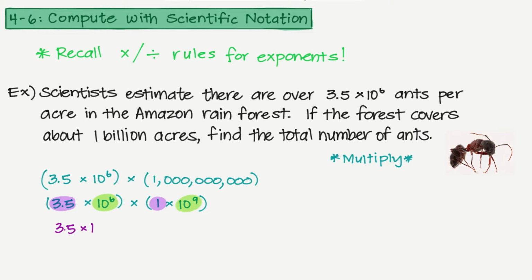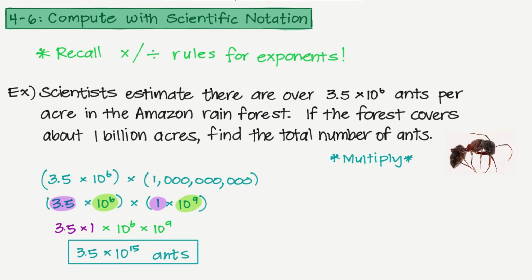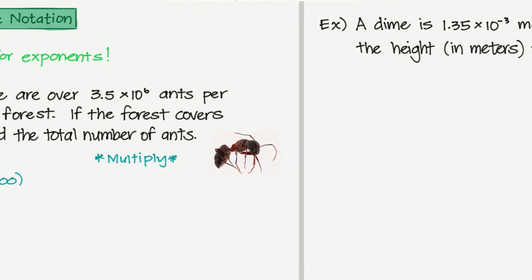So I'm going to take the 10 to the 6th power times 10 to the 9th power, and multiply those together. So here we go. 3.5 times 1 is still 3.5. And when I add 6 plus 9, I get 10 to the 15th power. So that is approximately how many ants are in the rainforest.